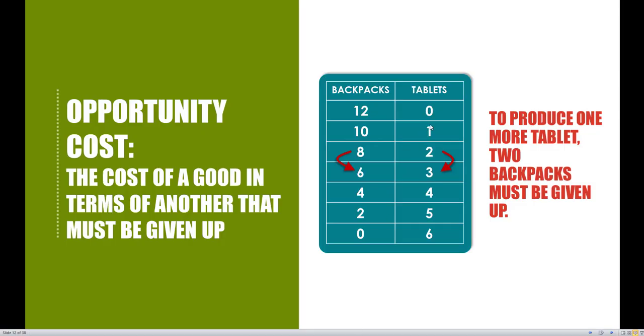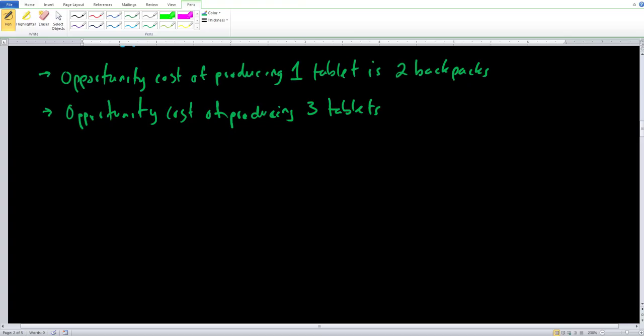So we go from this first row right here, we have 0 tablets, 3 additional tablets, 1, 2, 3. As we go from this first row all the way down to the 4th row right here, how many backpacks are we giving up on the production of? Initially, we had 12 backpacks. Now we have only 6 backpacks. So therefore, we're giving up on the production of 6 backpacks. The opportunity cost of producing 3 tablets is 6 backpacks.